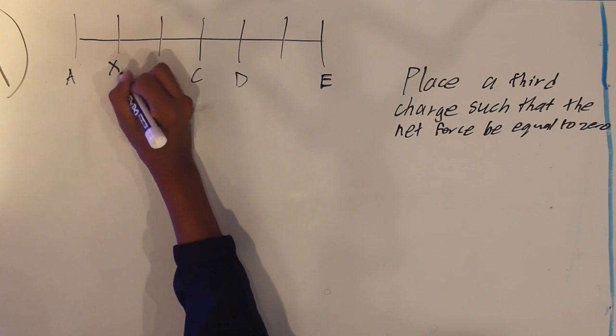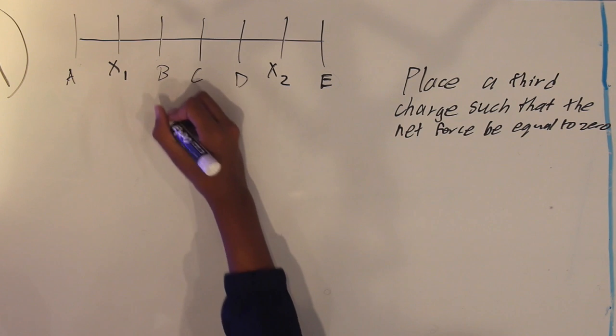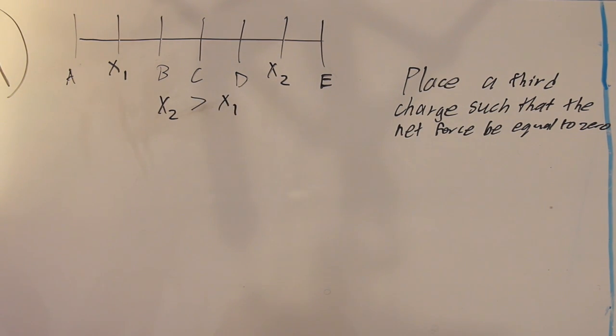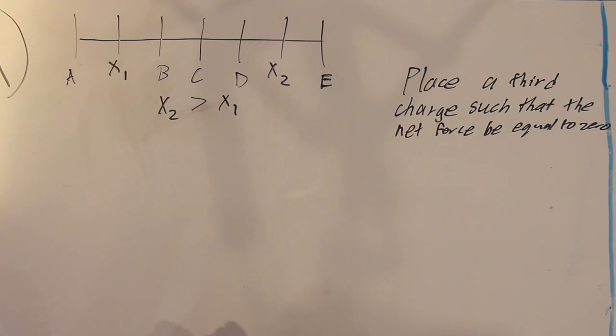So basically my problem is that there are two charged particles that are fixed in place. One of them is x1 and another one is x2. Now we know that x2 has a larger magnitude of charge than x1. So basically what we have to do is find a third charge at any of these A, B, C, D, or E points, which would make the net force on the whole system be 0.